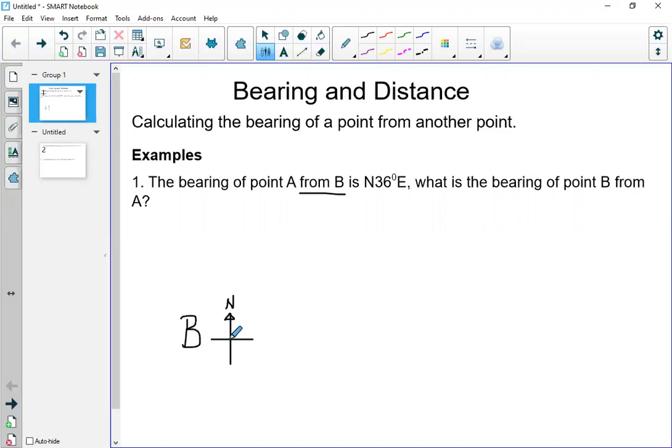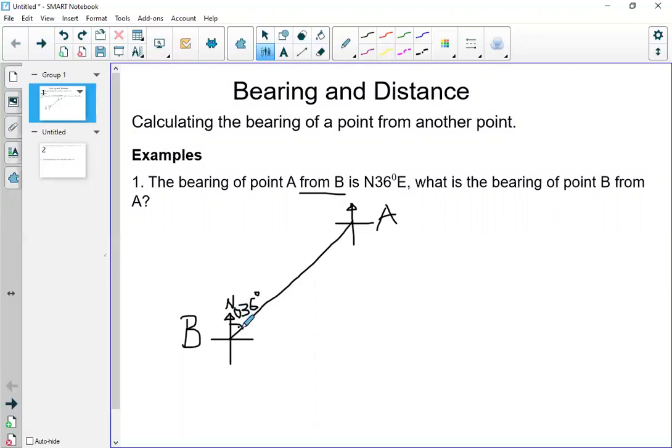I'm told that the bearing of A from B is north 36 degrees east. So let's say this is point A. I have to be straight. All right. So say here is point A, so that this should be 36 degrees. From the North Pole to the line joining A is 36 degrees. All right. So in 3 digits or 3 figure bearing, write 036 degrees.